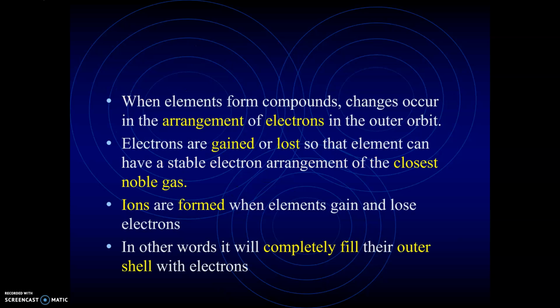When elements form compounds, changes occur in the arrangement of the electrons in the outer orbit. Electrons are gained or lost so that elements can have a stable electron arrangement of the closest noble gas. Ions are formed when elements gain or lose electrons. In other words, it will completely fill their outer shell with electrons. That is the goal, to become stable.